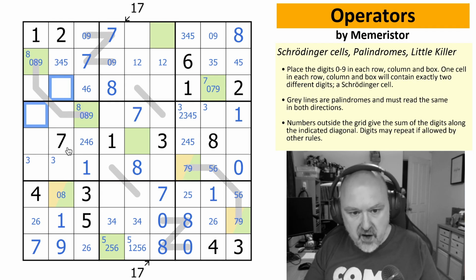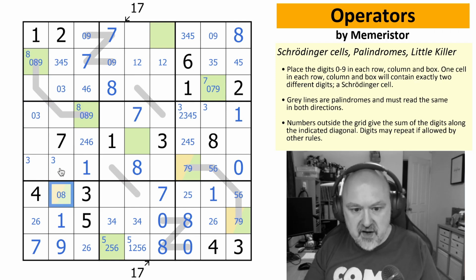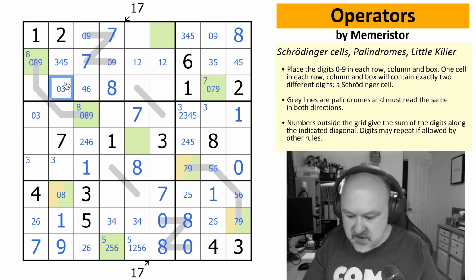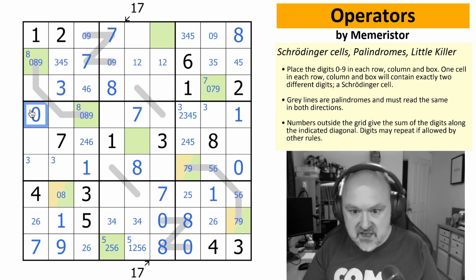Well, I can't put a 1 in either of those cells. So they must be 3, 0. And there's a 0 right there because this is both values. So this is the 3 and this is the 0. So that's not a 3. This is 4, 5, or 6. And it's not 4 because it sees the 4 there. So this is 5 or 6.